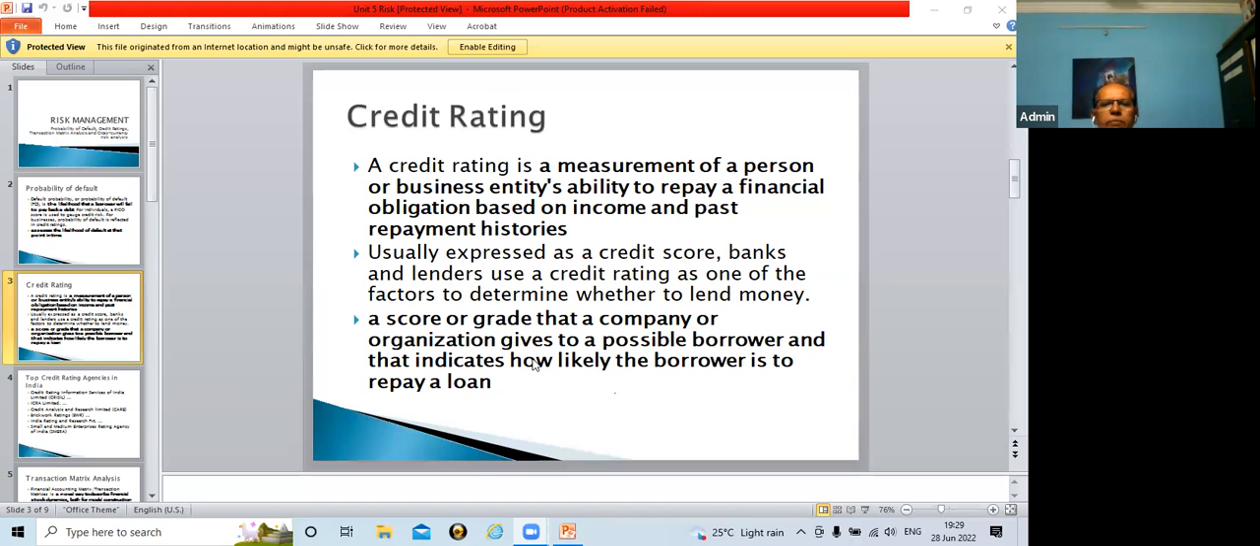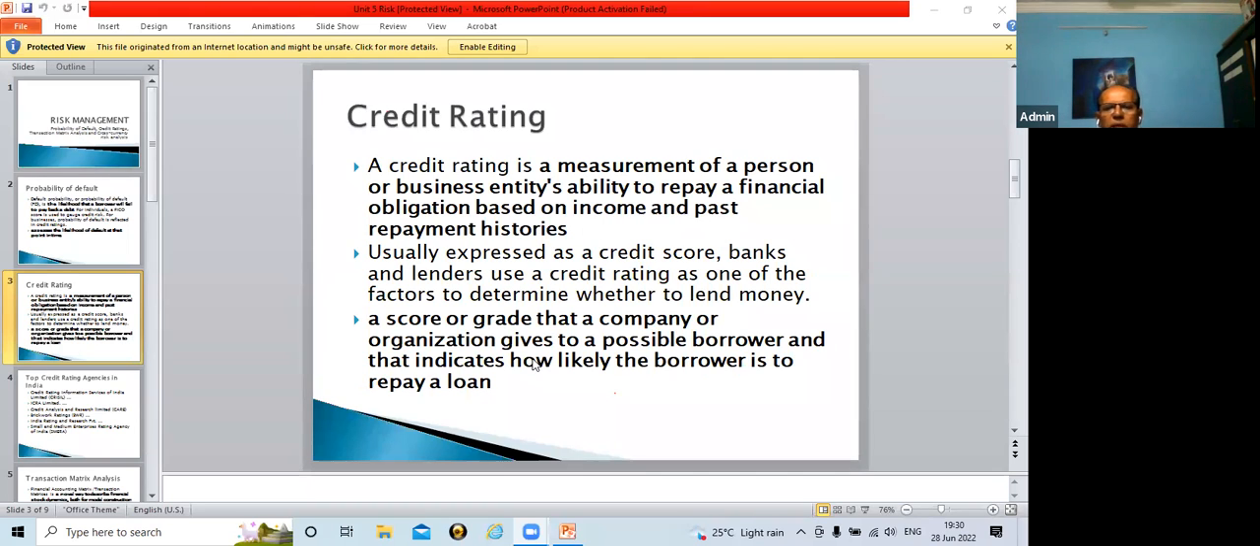Now, again, in respect of credit rating, here we are talking all about loans, but sometimes there are companies who are collecting money from investors in the form of bonds, and there are some instruments like one is a bond, and another one is a debenture.